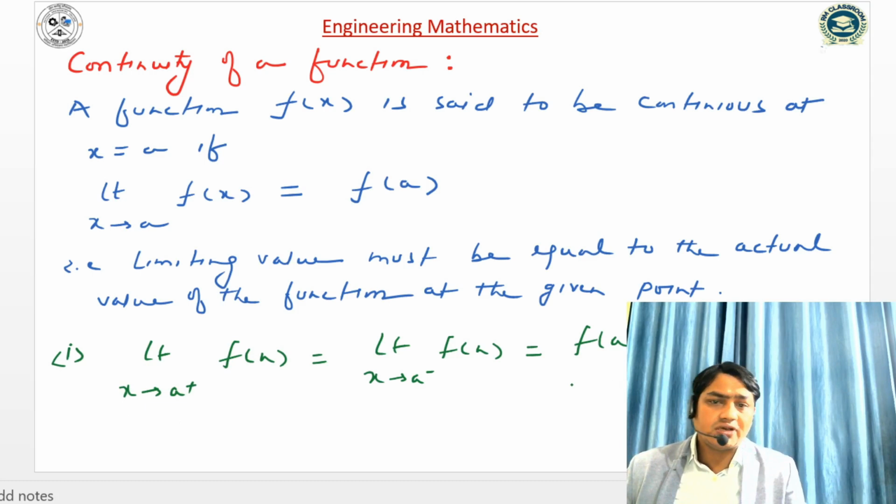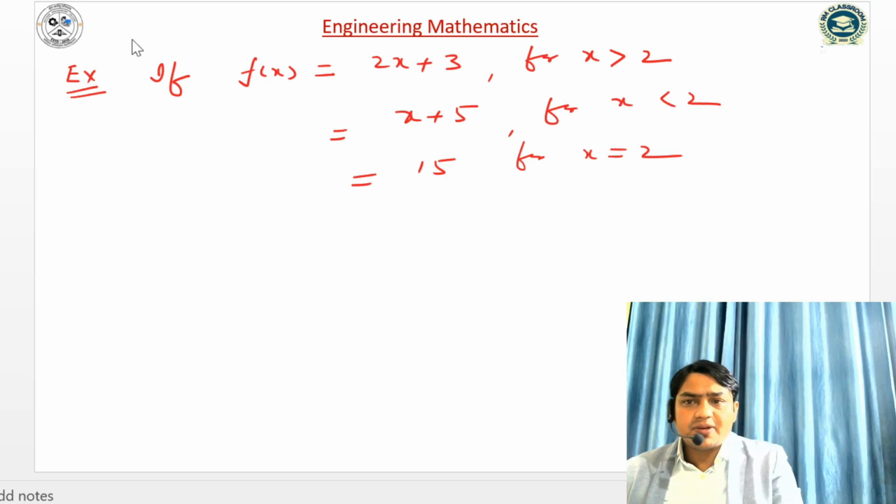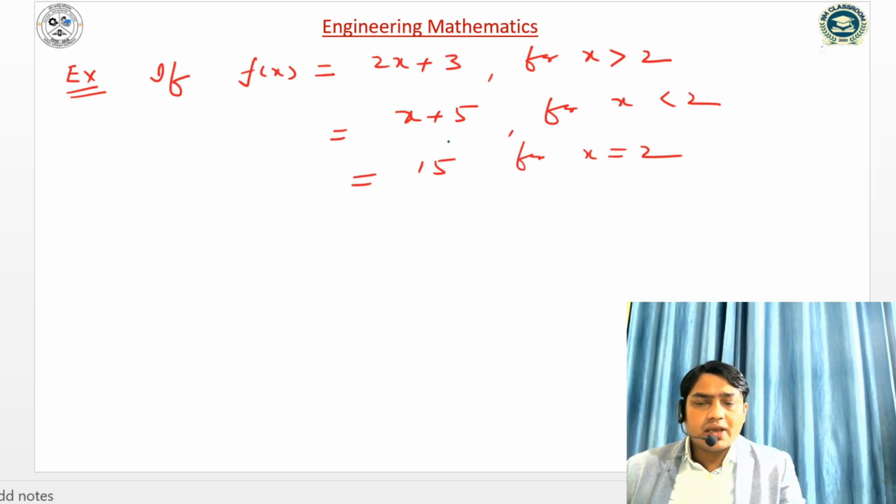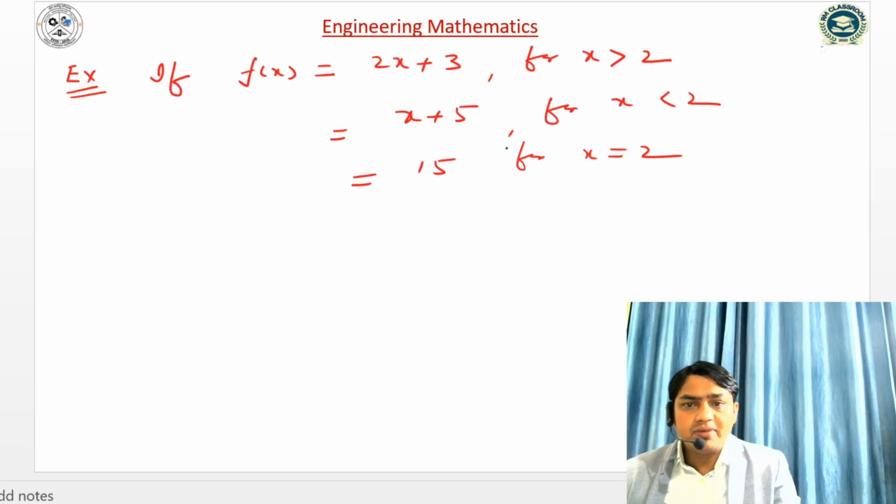So I have taken one example. Let f(x) = 2x + 3 for x greater than or equal to 2, and when x is less than 2, the function is x + 5, and exactly at x = 2 the value of f(x) is 15. We have to check whether this function is continuous or not.